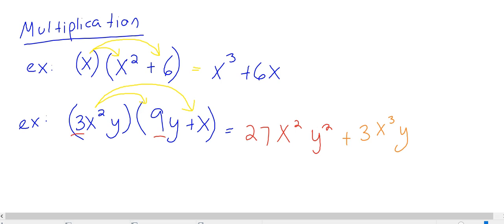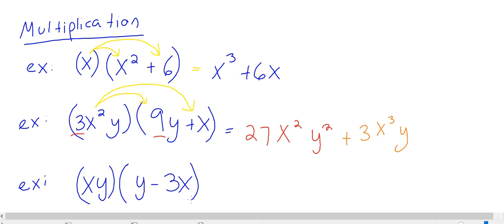One last example. Let's say we have xy, and this is our monomial. We want to multiply this monomial times y minus 3x. So again, we're going to distribute. We're going to distribute the xy over the y, and we're going to distribute the xy over the 3x. And let's see what we get. xy times y is xy squared, because the x stays alone, and the y, we can multiply the y times the y because they have the same base, and the exponents don't matter, and the coefficients don't matter. And then the xy times negative 3x becomes negative 3x squared y, because the x's are the same base, so we can add their exponents, and the y just stays alone because there's nothing we can multiply it by.